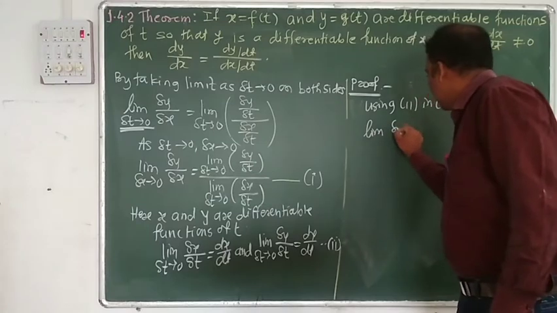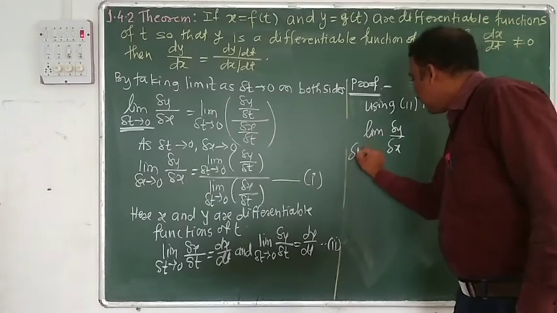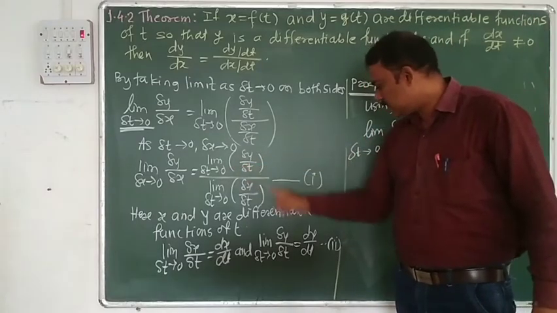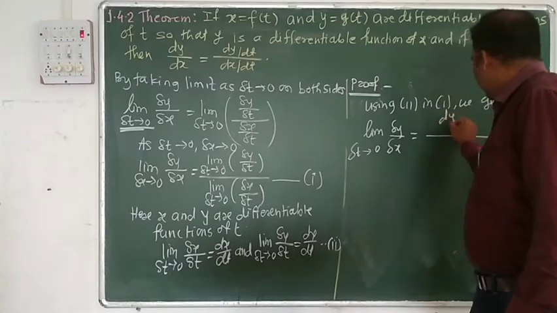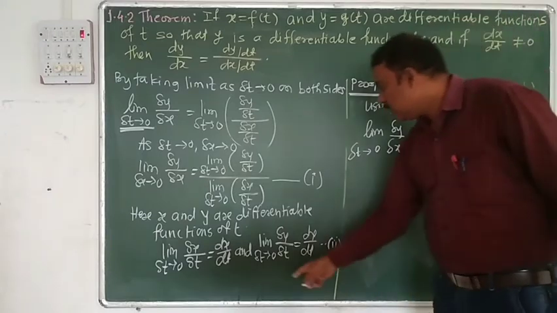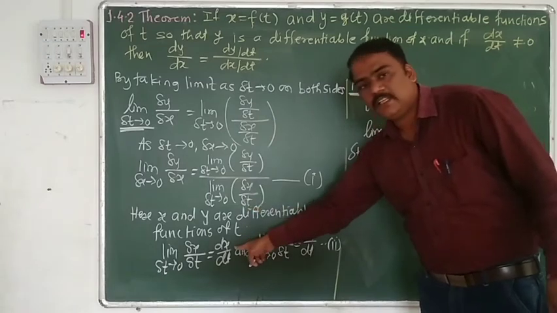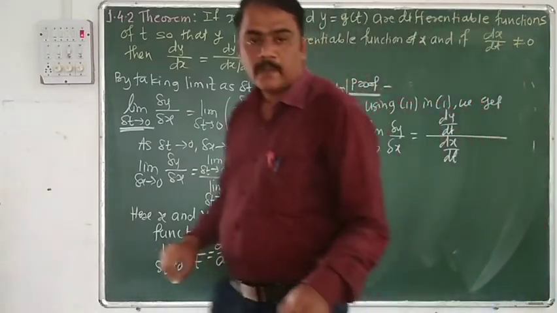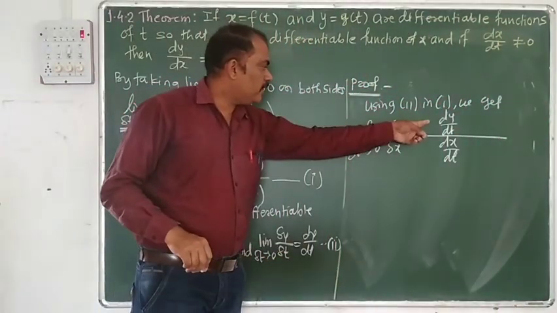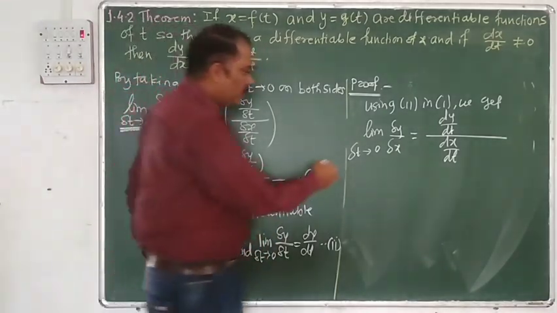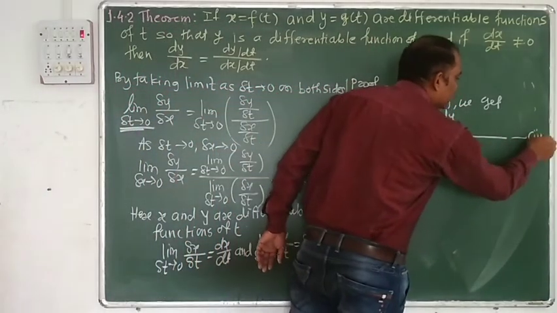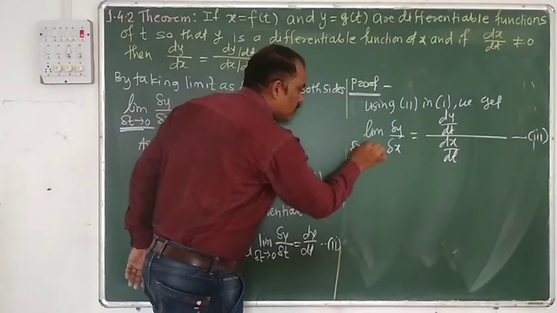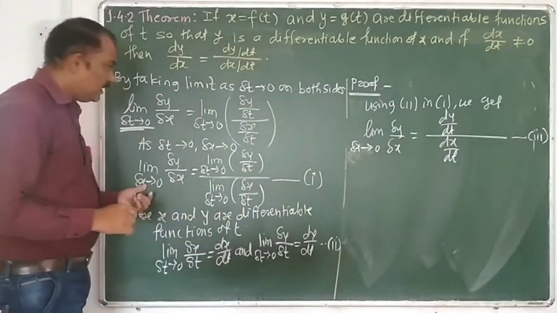So we can write the limit of delta y upon delta x as delta t tends to 0 is equal to, now what is the value of this numerator? It is nothing but dy by dt, divided by, what is the value of the denominator? It is nothing but dx by dt. So here we substitute the values of numerator and denominator. Suppose that we give the number three to this. Here we change it to delta x tends to 0.